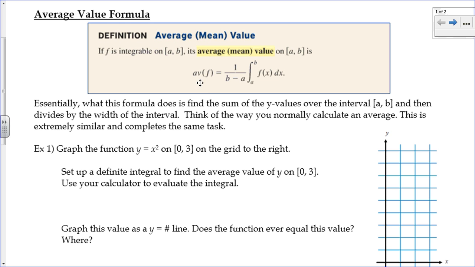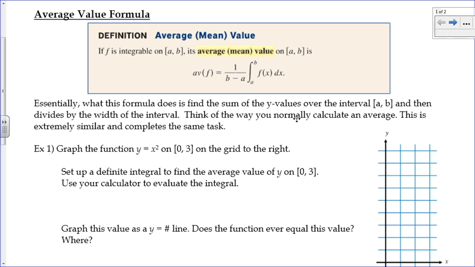But basically, if I want the average value of a function, the formula is 1 over b minus a, the integral from a to b of f of x dx. Really what we're doing is taking the integral of the function across a certain interval and then dividing by the width of the interval. It's not a big formula to memorize, but you do have to memorize it.